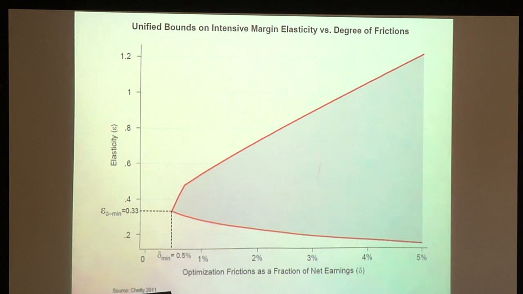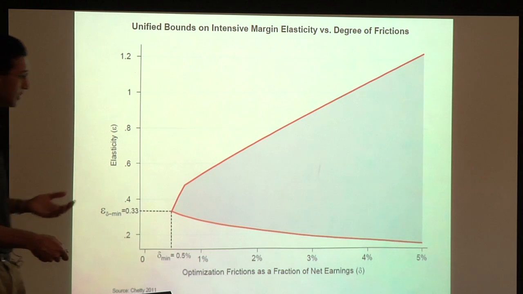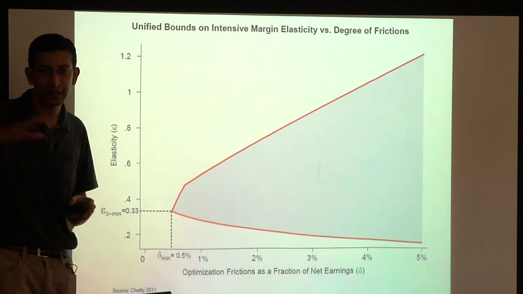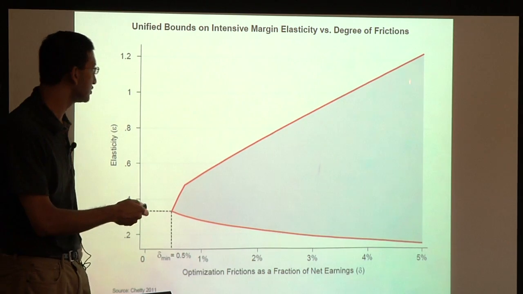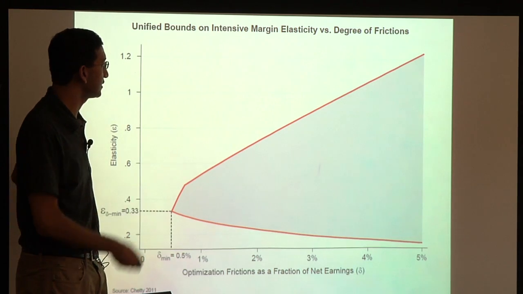I, just based on introspection, think that a delta of 5% seems relatively large. That is, coming back to what I was saying earlier, people are leaving 5% of consumption on the table every single year on average by making mistakes in labor supply choice. That seems like a lot. And so what I want to point out is that even with a delta of 5%, which seems quite large, you still get somewhat informative bounds on the Hicksian elasticity.